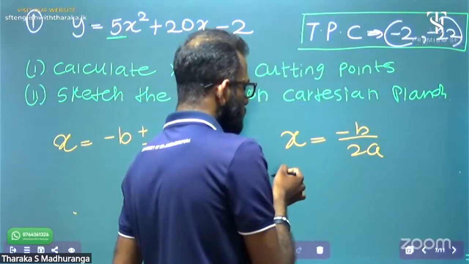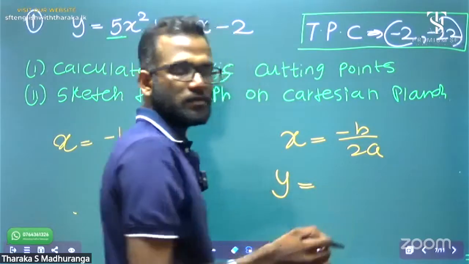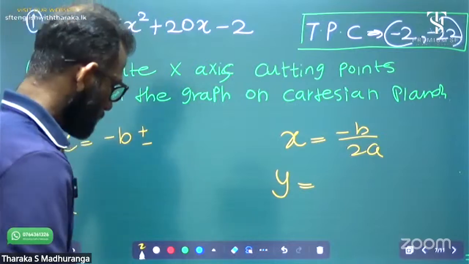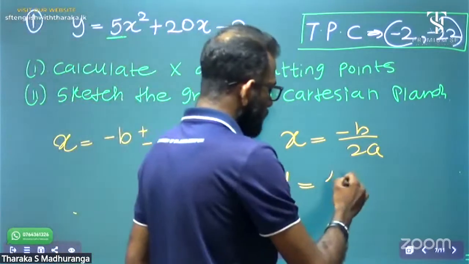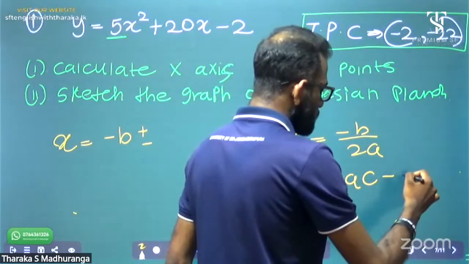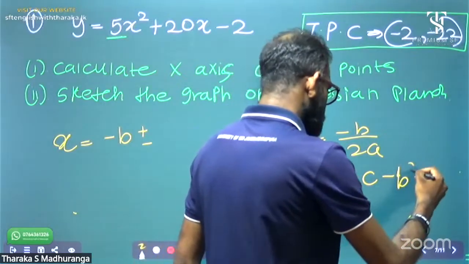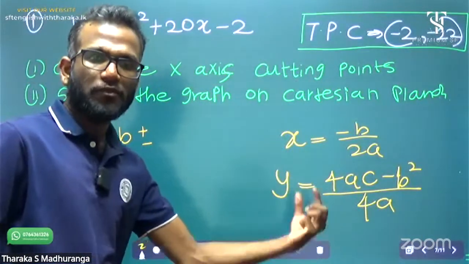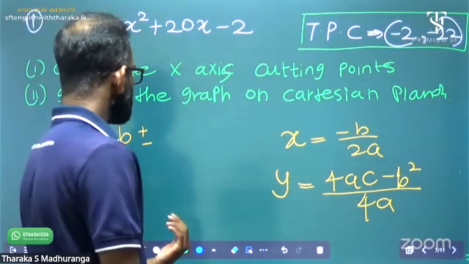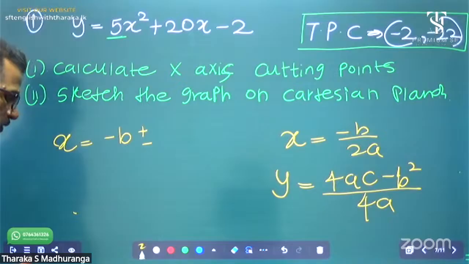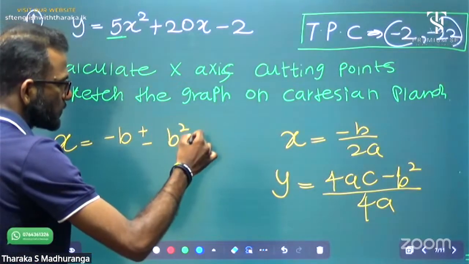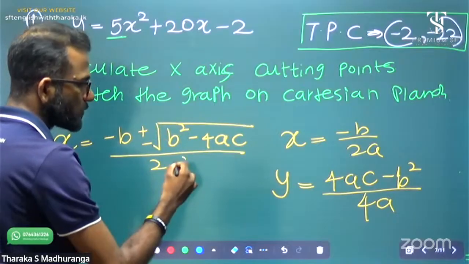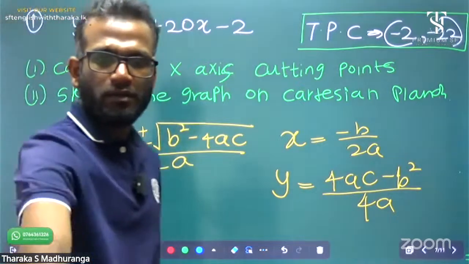This is a short method equation to calculate y: 4ac minus b squared over 4a. That's all you have to remember for the turning point coordinates. To get the x-axis cutting points: minus b plus or minus the square root of b squared minus 4ac, over 2a.